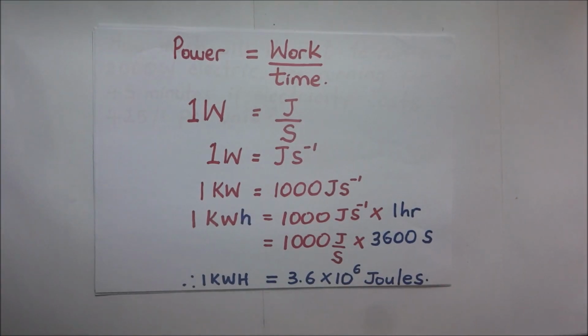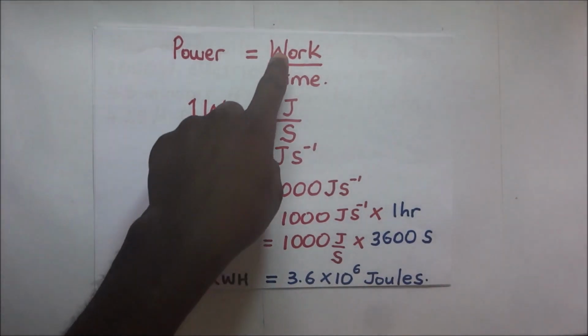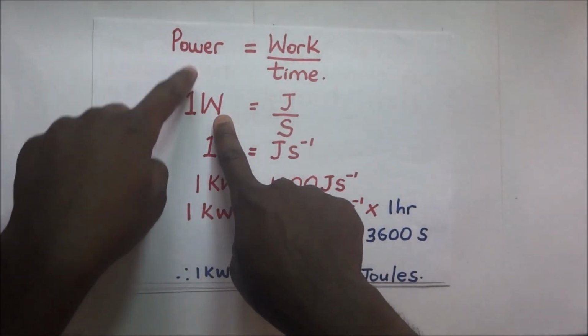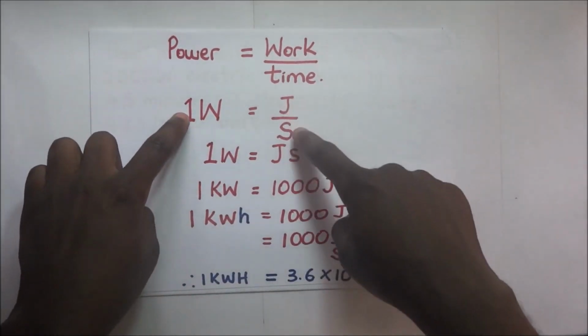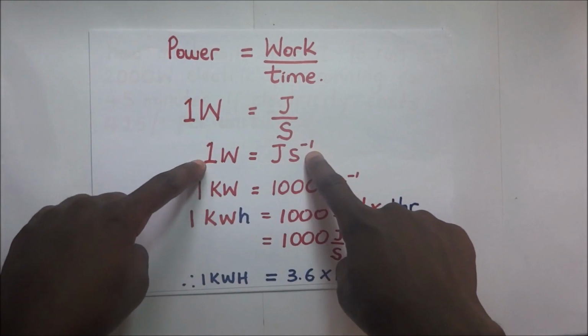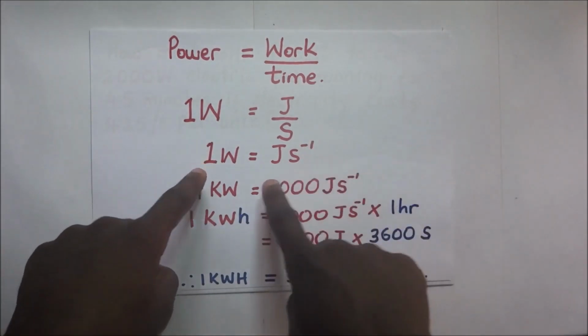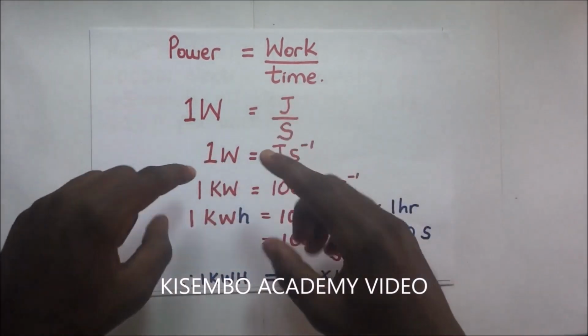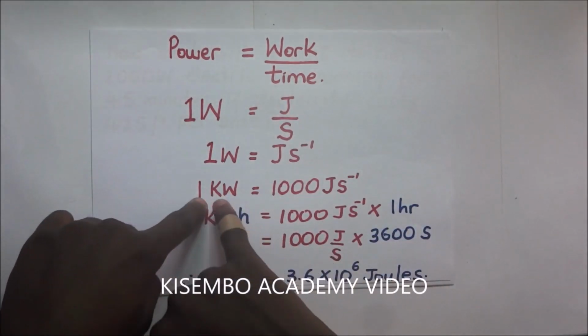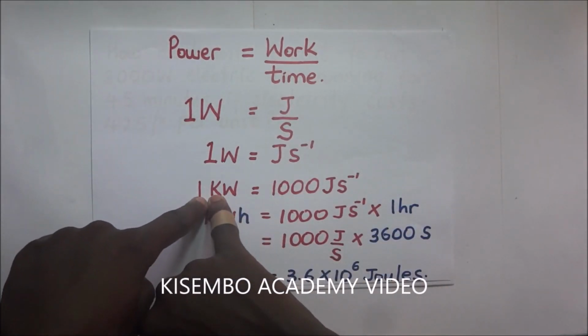Let's first look through this here. We know that power is equal to work done over time taken, and 1 watt, which is the SI unit for power, is 1 joule per second. However, when we are billing electricity, we are going to collect the watts into 1,000. So that's why the kilo comes in. Kilo means times 10 to the power 3.